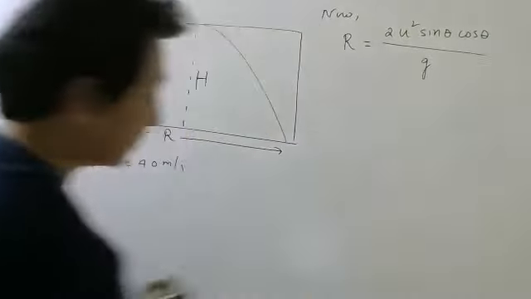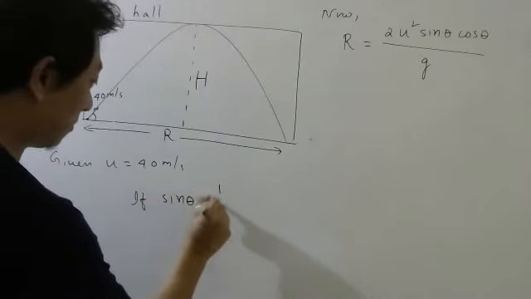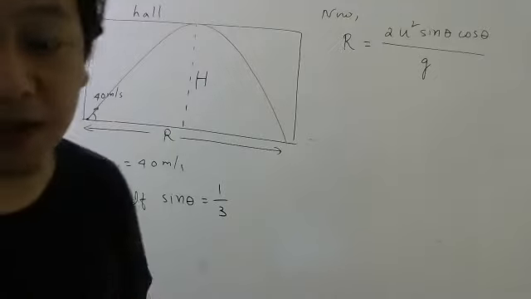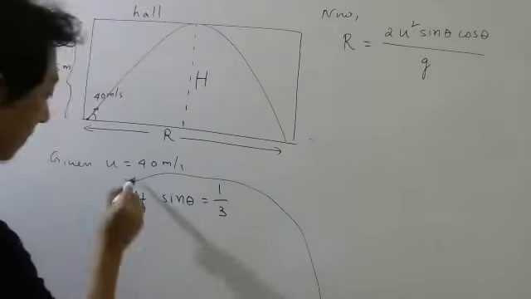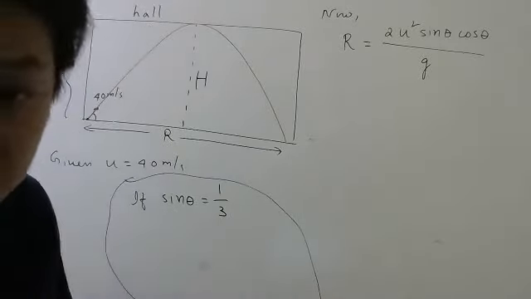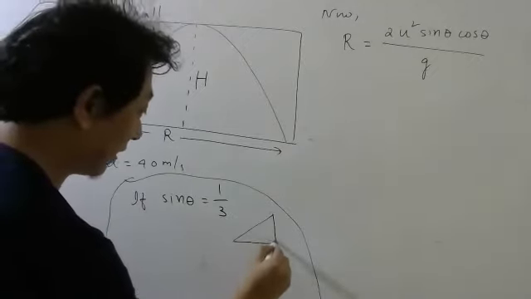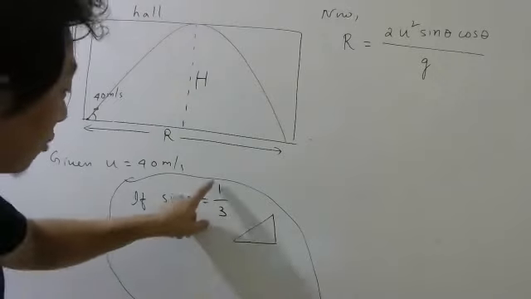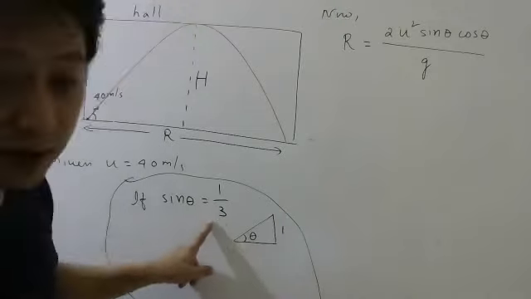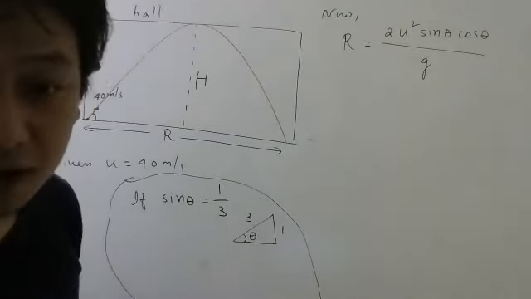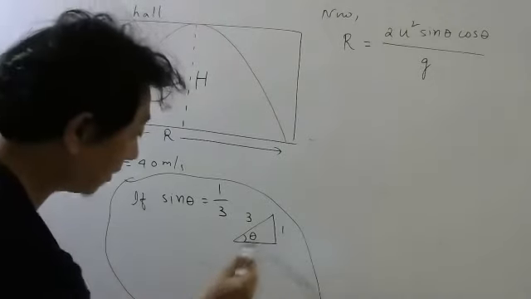Now tell me, all of you, if sine theta is 1 by 3, how can you find cos theta easily? This is a trick, okay? Look here. Draw one triangle, right angle triangle. Sine theta is 1 by 3 means opposite is 1. Hypotenuse is 3. Agree or not? Then what will be the adjacent?